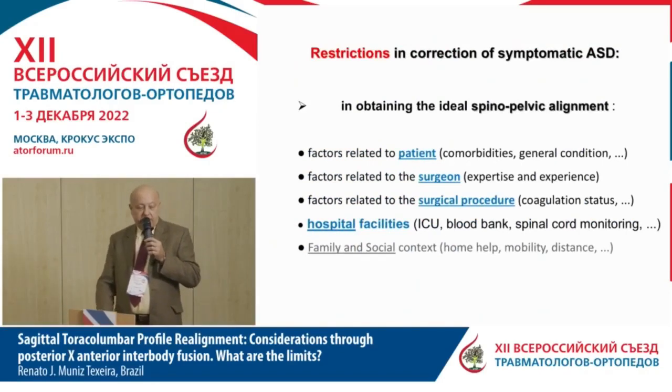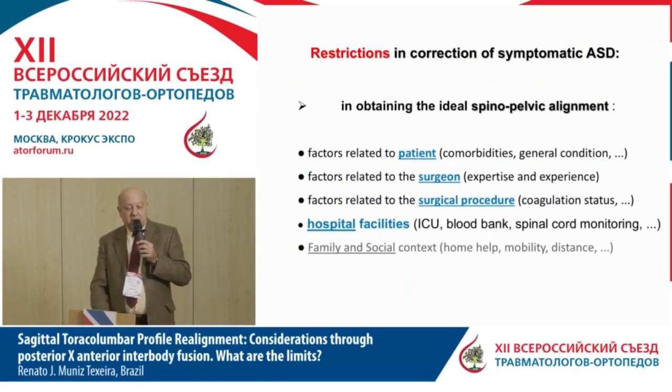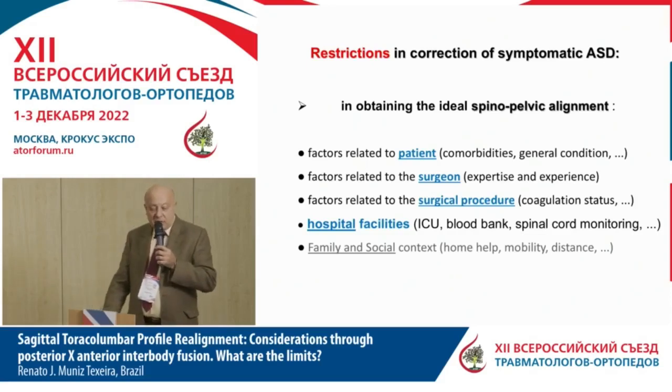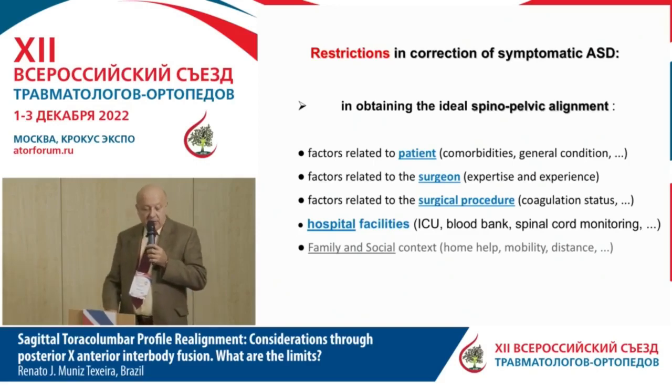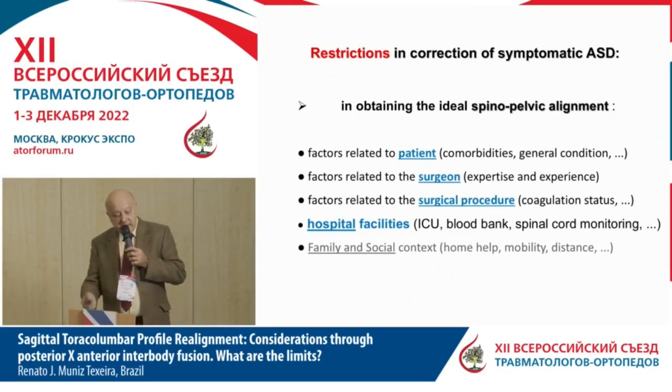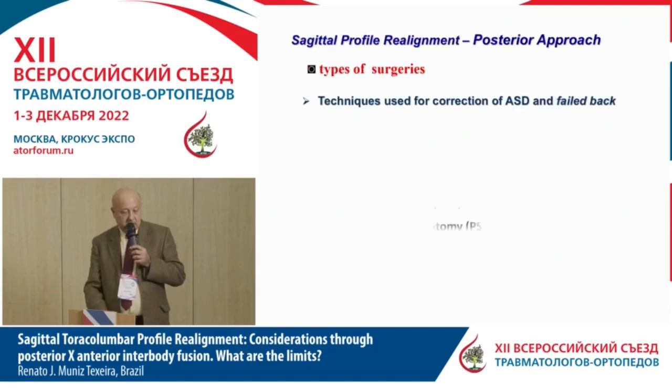The factors in obtaining an ideal spinopelvic alignment depend on factors related to the patient, comorbidities, general conditions, factors related to the surgeon, factors related to the surgical procedure, hospital facilities, and some family and social contexts.